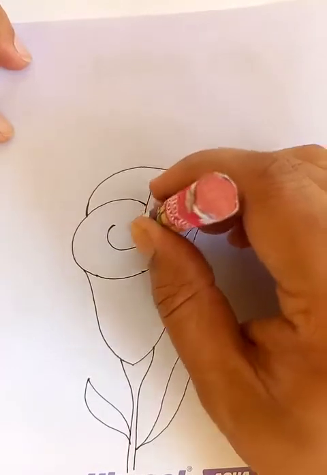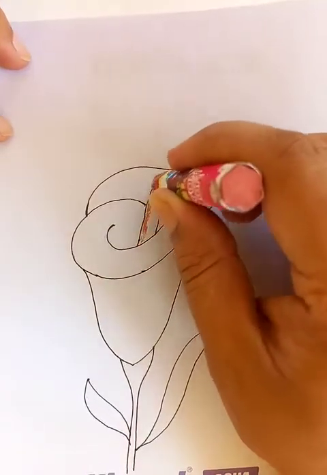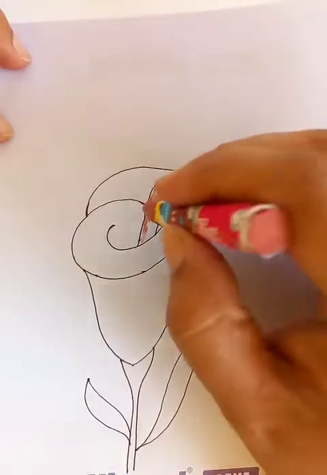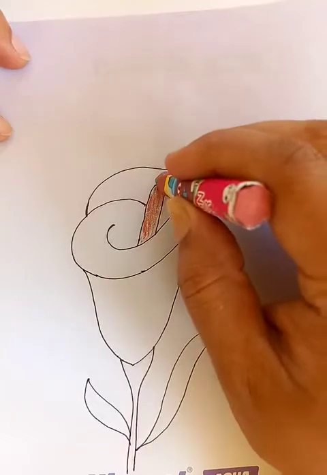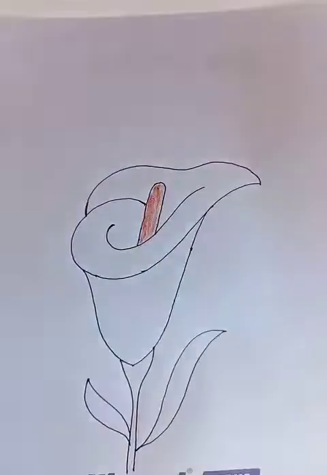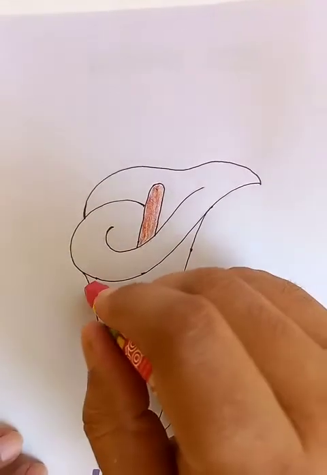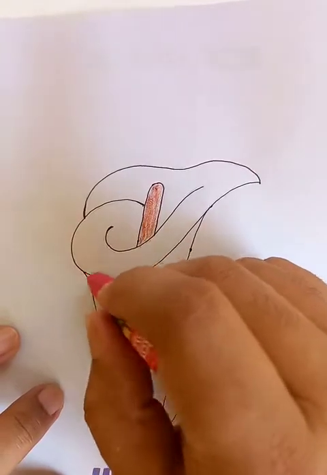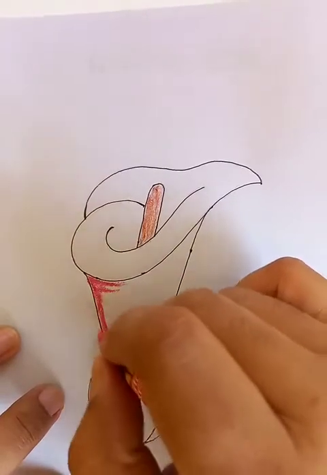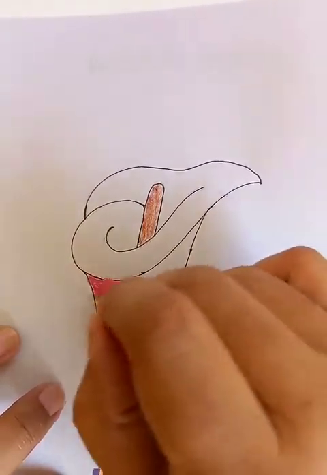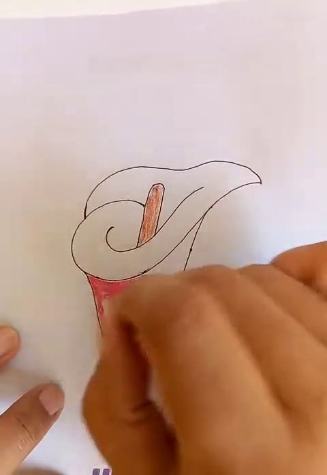Let's put this color here. And the shades look like red, coming from the edge and distributed to the middle.